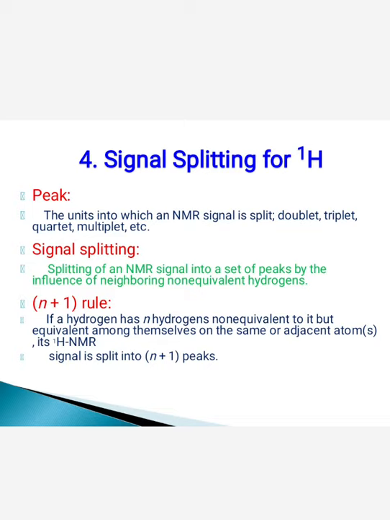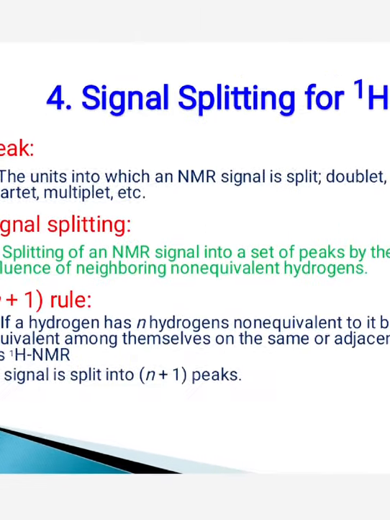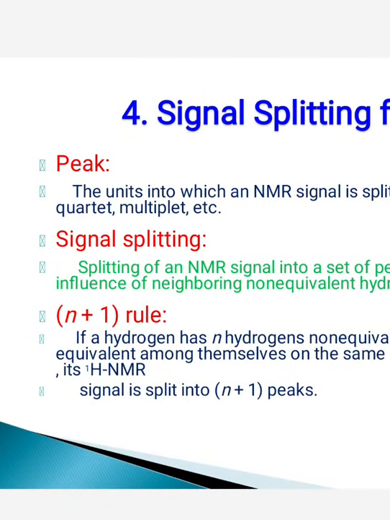The next important point is the spin-spin splitting for the hydrogen atom. Splitting of an NMR signal into sets of peaks by the influence of neighboring non-equivalent hydrogen atoms gives an idea about the chemical environment on the neighboring or adjacent carbon atom. For example, let us see here.